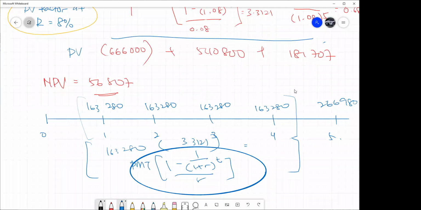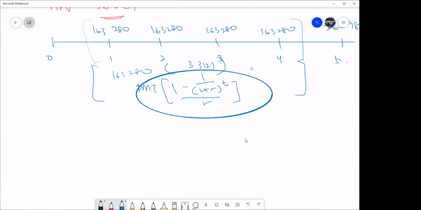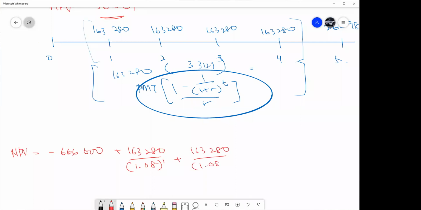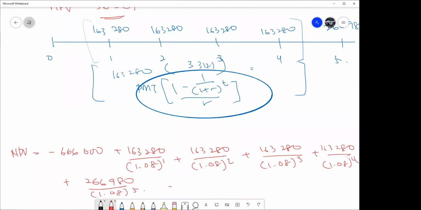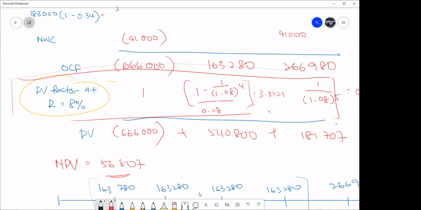If you don't want to do this, you can do one by one. Basically, you got your OCF ready, you just do your NPV easily. It's negative 666,000 plus 163,280 divided by 1.08 power of 1, 1.08 power of 2, 1.08 power of 3, 1.08 power of 4, and 266,980 divided by 1.08 power of 5. You get NPV. If you think the PV factor section here is confusing, the moment you get your OCF, you can already do your NPV.